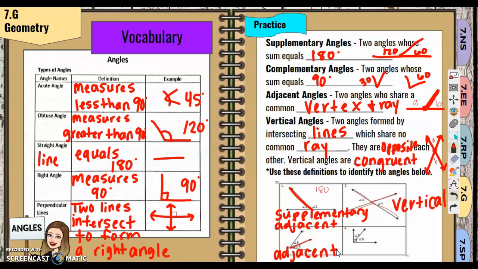All right, and number 4, we know that it's a right angle because it has this little square. And because these 2 angles together form a right angle, that means that they are complementary. And they share a ray and a vertex, which means they are adjacent.